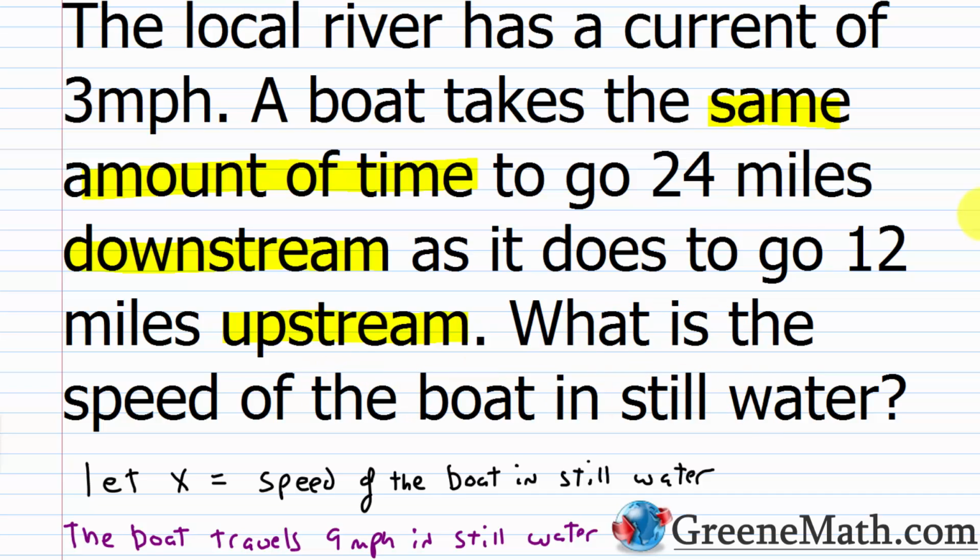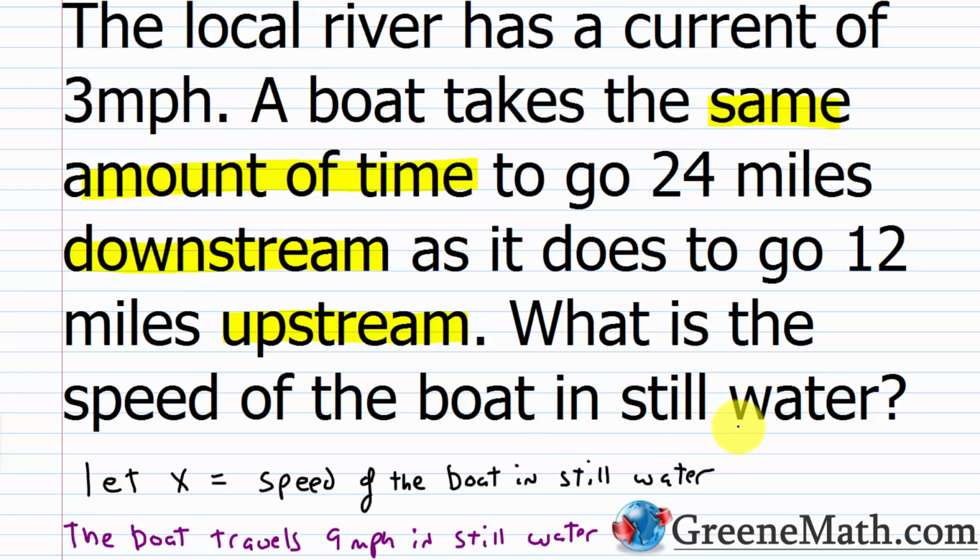So how would we check something like this? Well, let's read back through the problem real quick. So the local river has a current of 3 miles per hour. A boat takes the same amount of time to go 24 miles downstream, again with the current, as it does to go 12 miles upstream, again against the current. So what is the speed of the boat in still water?